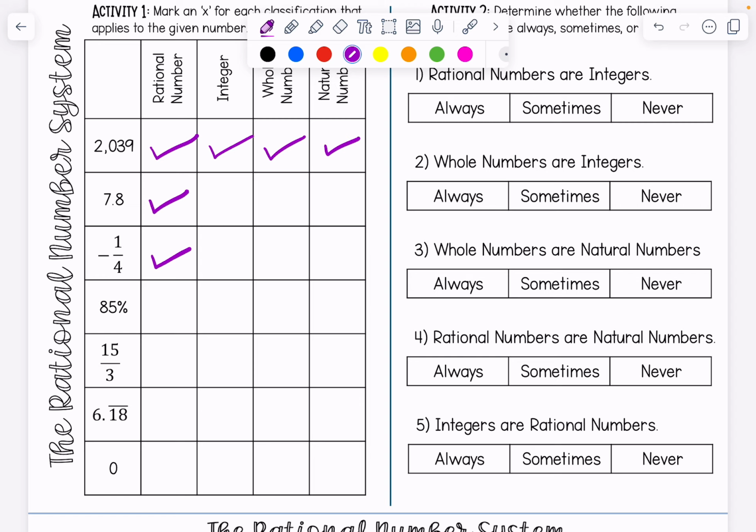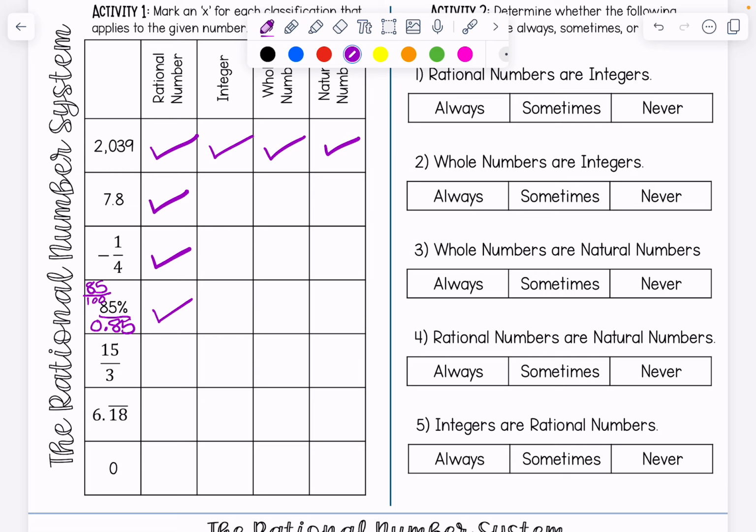85%, we haven't really talked a whole lot about percents, but percents can also be written as decimals or fractions. And so, for example, if we made 85% into a decimal, it would be 85 hundredths. We could write it as a fraction, 85/100. And so because we can write it as a fraction, it's a rational number, okay?